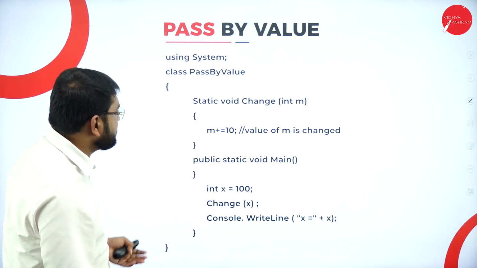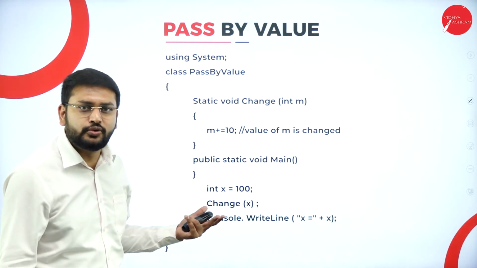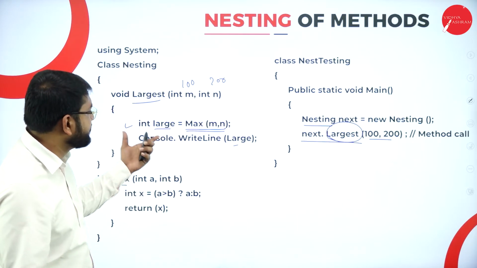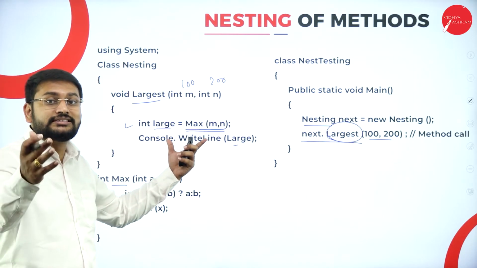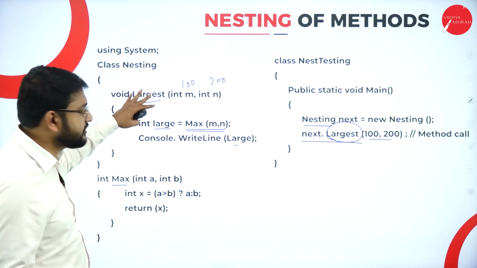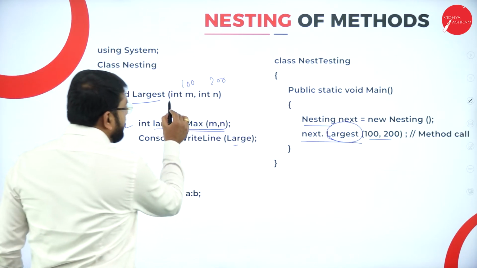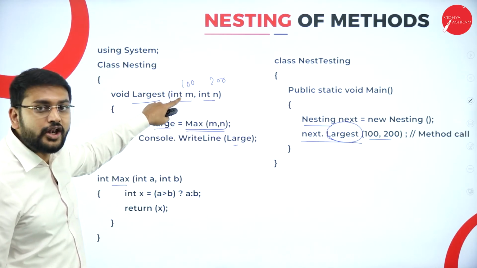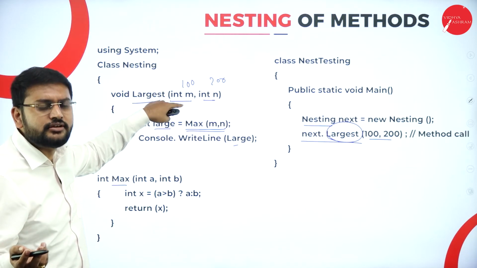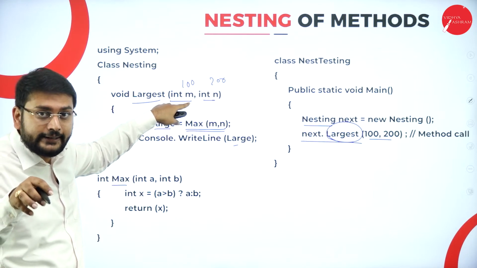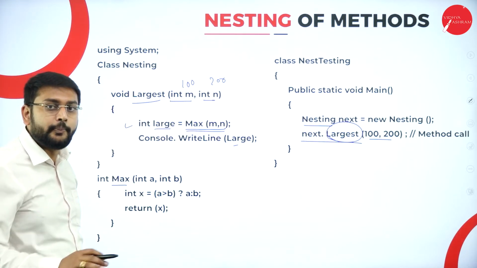So what exactly is pass by value? Imagine this is a function. All these examples that you have seen, all these functions, are examples of pass by value. Pass by value in the sense what? Observe here, this is a function. What am I passing to this function? Am I passing the value or am I passing the address? I'm passing the value directly. So the parameters are passing the value directly. This is an example of pass by value.